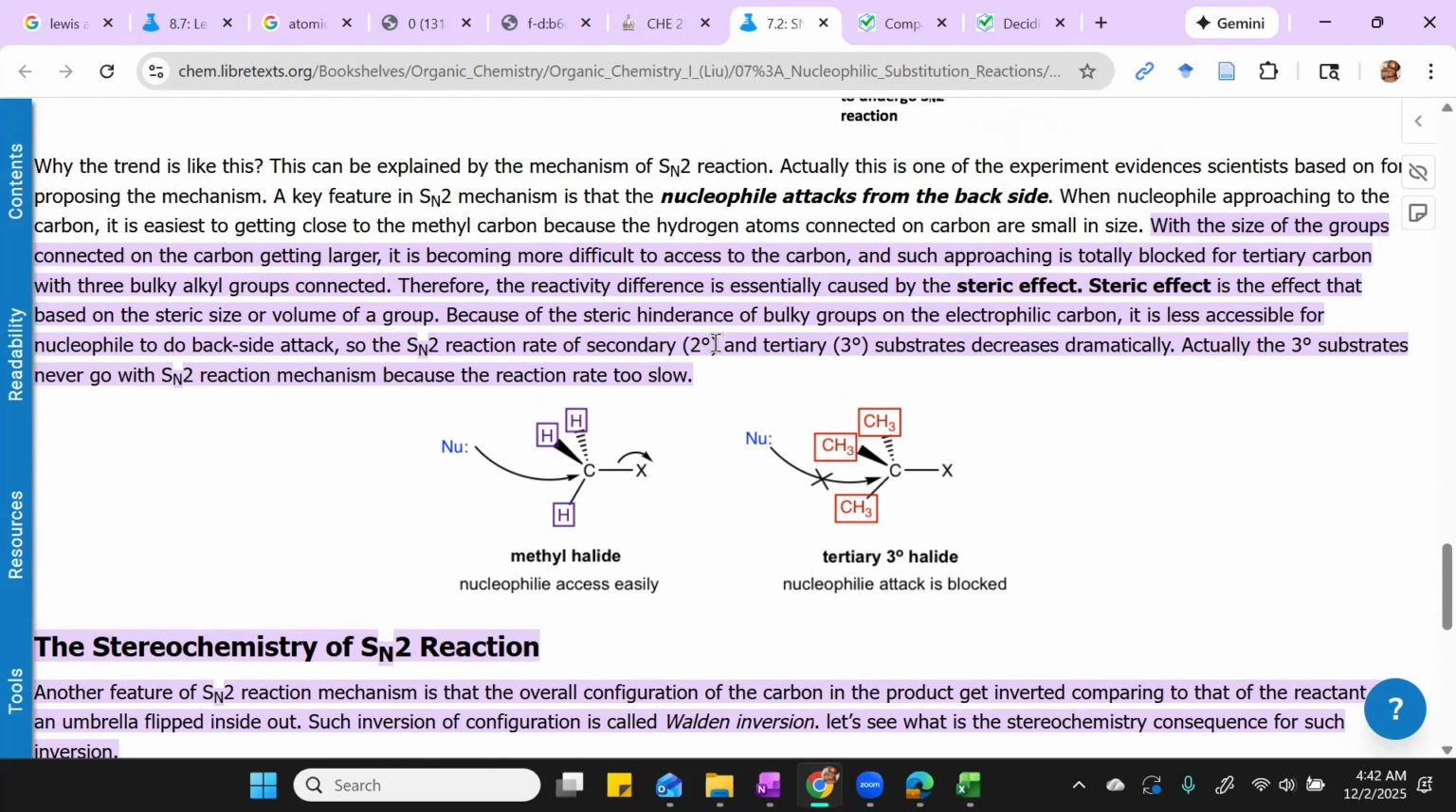SN2 reaction rate of secondary and tertiary substrates decrease dramatically. Actually, this is funny. The tertiary substrates never go with the SN2 reaction mechanism because the reaction rate is too slow. Now, my question is, experimentally, observationally, what does that mean in terms of time? Because the sentence before says that for these two substrates, when an SN2 reaction could potentially occur, the rate of that occurring decreases dramatically, right?